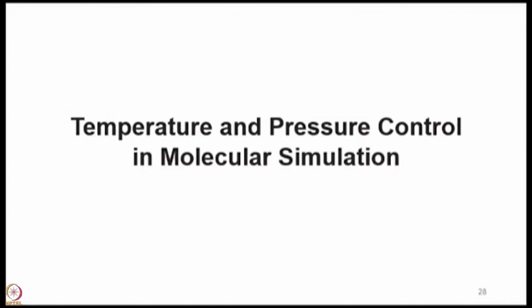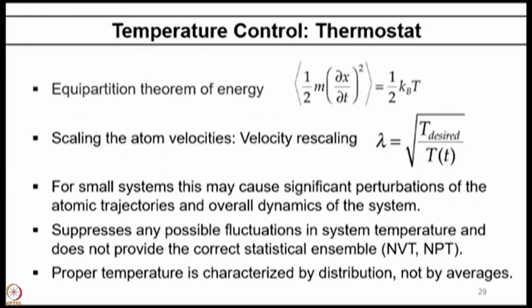Then there are some issues I must quickly go through. One is how do you keep the temperature and pressure, because these things are completely fluctuating, and these are small systems. Temperature is easy to understand. Temperature you do by rescaling the velocity, like described here. I know the equipartition theorem, and I know that the average of velocity squared gives the temperature.